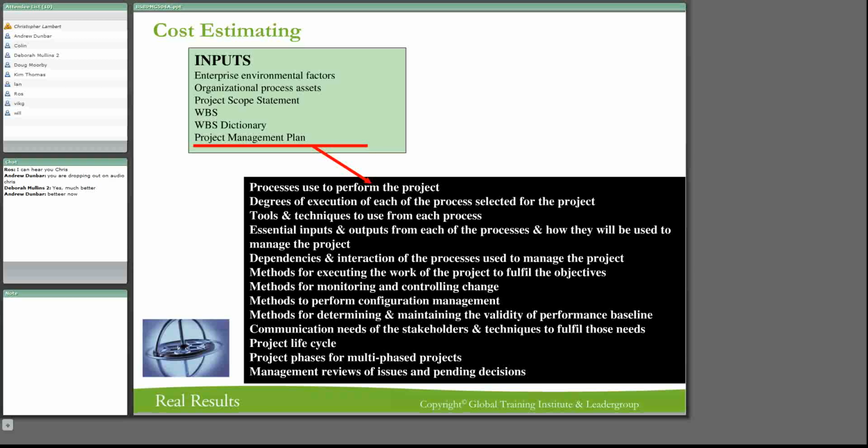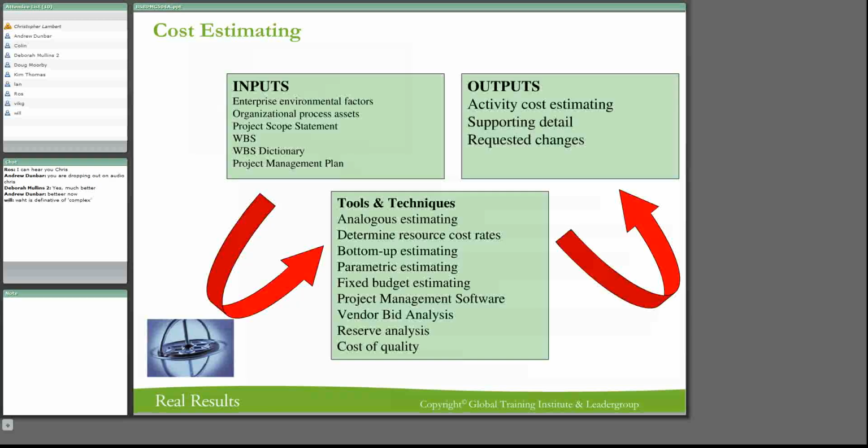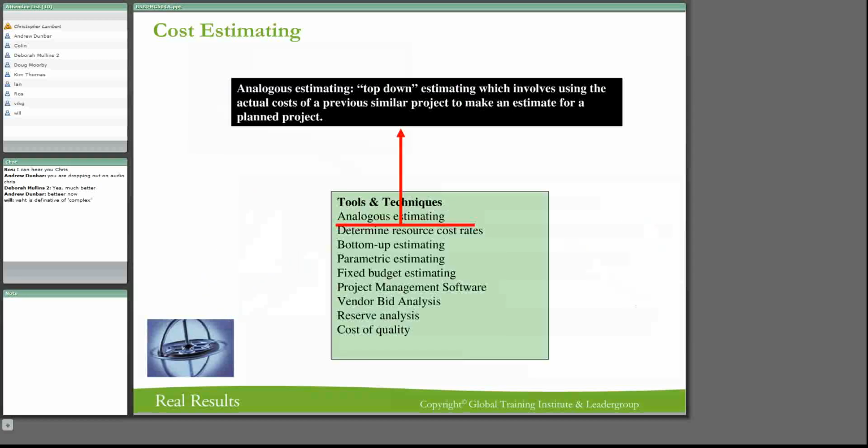All right, let me go on to the next one, and that's the final one. Now we're going to look at some of these techniques. So we've looked at the inputs. Now we're going to look at some of these techniques. Now, what is analogous estimating? It's a top-down approach to estimating which involves using the actual costs of a previous or similar project. So it doesn't really make sense if you haven't done a project before.